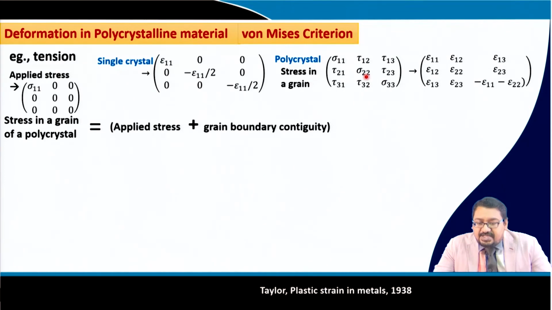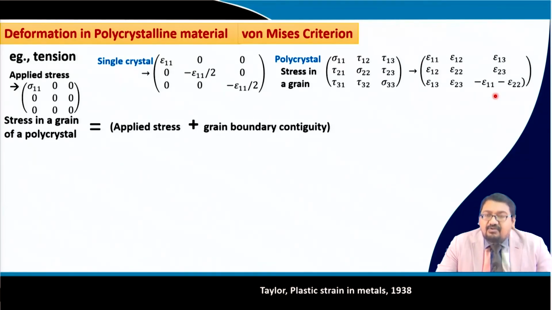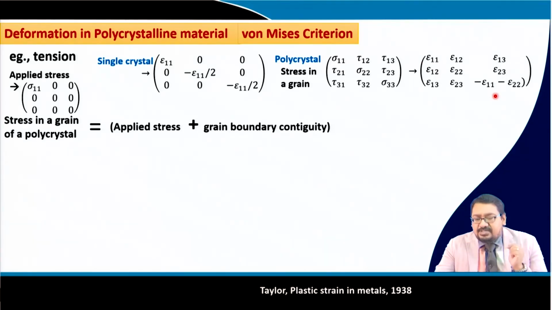So, the strain with respect to each of these stress variants will be a strain state which will have all the 9 components, right. So, epsilon 11, epsilon 22, epsilon 33, whereas epsilon 12, epsilon 13, epsilon 23, epsilon 21, epsilon 31, epsilon 32, right.